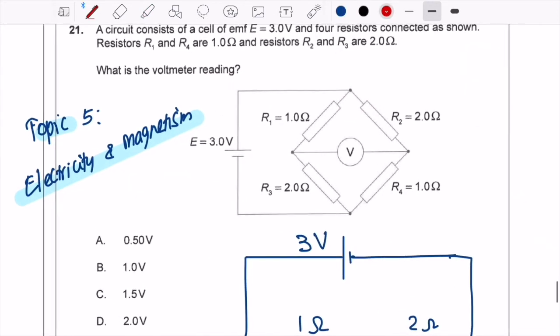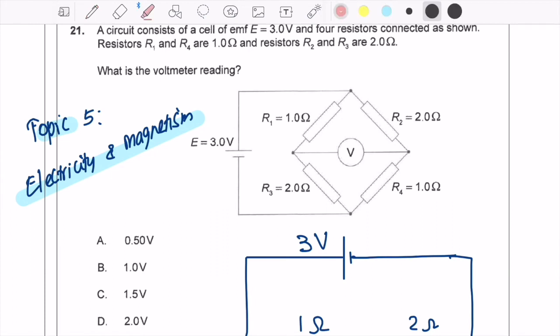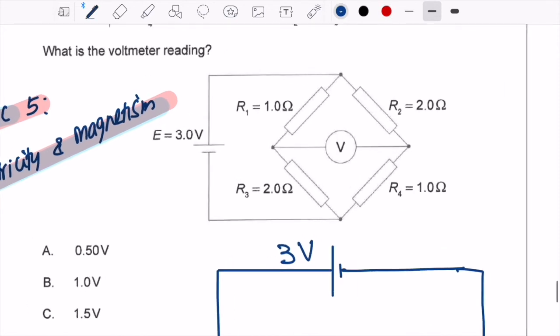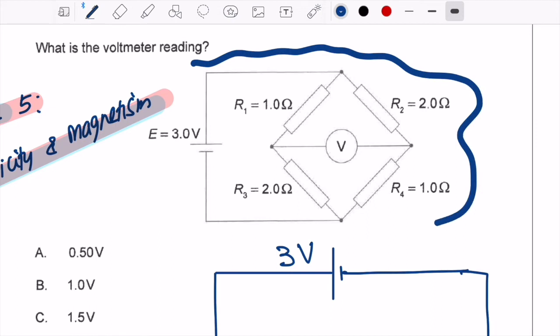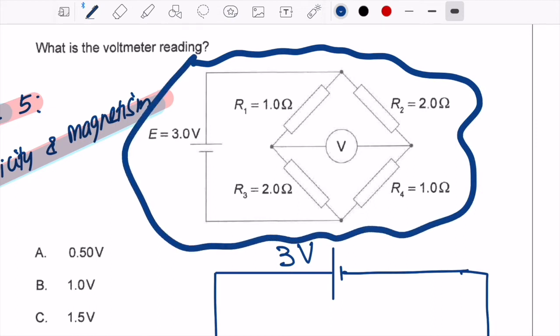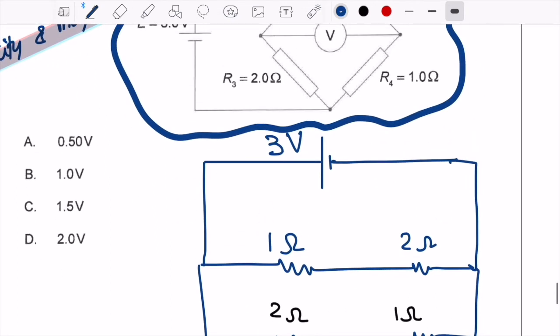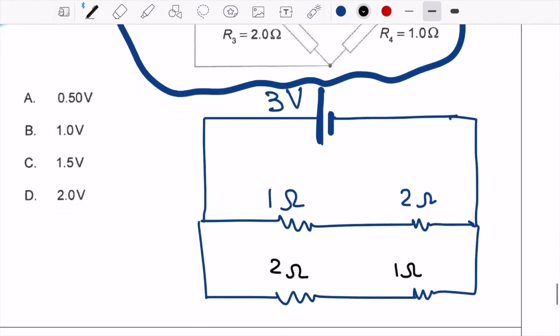Question number 21. This is about electric circuits. Topic number 5, electricity and magnetism. This question looks difficult because of the way they have displayed the circuit. Let's draw it in a different way. There's a 3 volt power supply, and then 1 ohm and 2 ohm, and 2 ohm and 1 ohm. These are two parallel branches of the circuit. Okay, now let's think this is 0 volt, right? This side is 3 volt, and this is 0 volt, right?